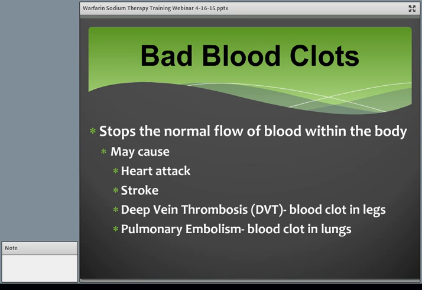A clot can also start or form in different areas of the body besides the heart for different reasons. If a piece of the clot breaks off, it too can get stuck somewhere in the body, causing damage. If the clot gets stuck in the lungs, this is called a pulmonary embolism. If it gets stuck in the brain, it's called a stroke. If it gets stuck in the legs, this is called a deep vein thrombosis. If it gets stuck in an arteriole of the heart, it causes a heart attack. These are bad blood clots.